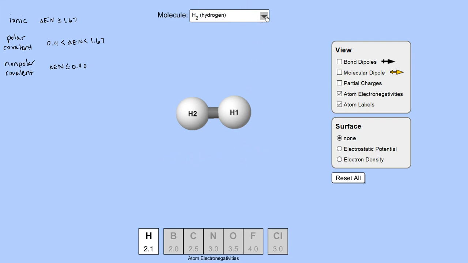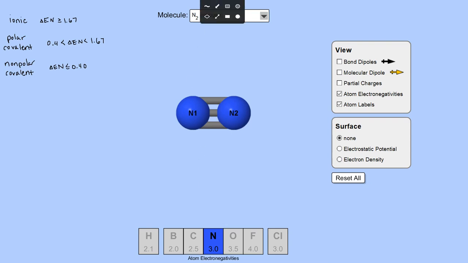Let's do another example. Let's look at nitrogen gas, which is formed from 2 nitrogen atoms. Now, in this case, we have 2 atoms with an electronegativity of 3. So if I was going to find out my electronegativity difference, well, I hope you can see that it's going to be 0, right? Because I'm going to take 3.0 minus 3.0. That's going to be 0. So we have another nonpolar bond.